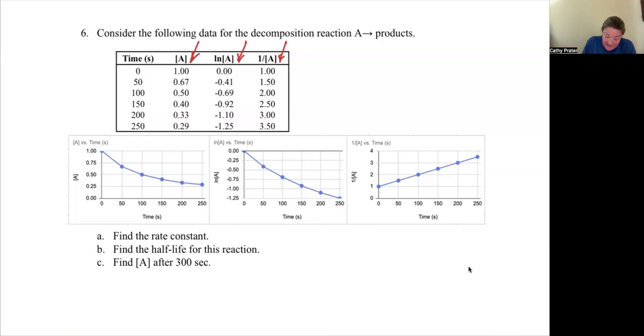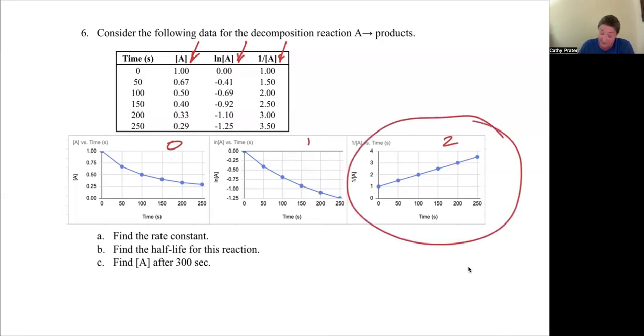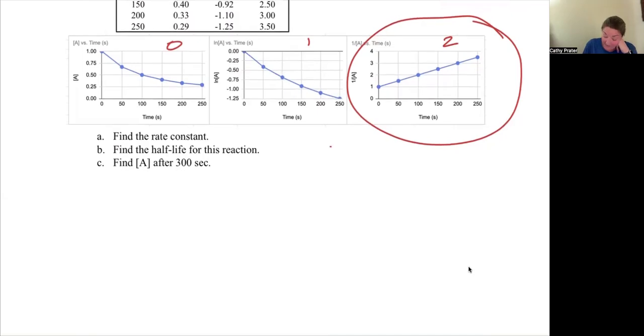So I'm looking to see whether my zero order test, my first order test, or my second order test yielded a straight line. Because this one yielded a straight line, I know that this reaction is following second order kinetics, which means the equations I can apply have to relate to second order kinetics. So I want to find the rate constant.